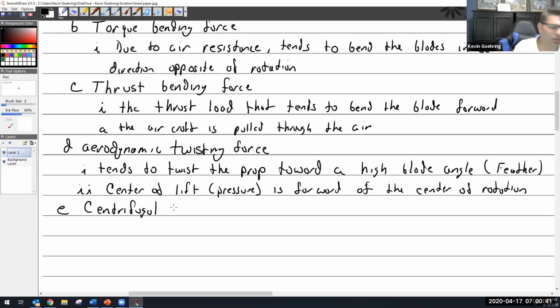Both the centrifugals are our big ones. Centrifugal twisting force. So remember, we have just centrifugal and then centrifugal twisting.